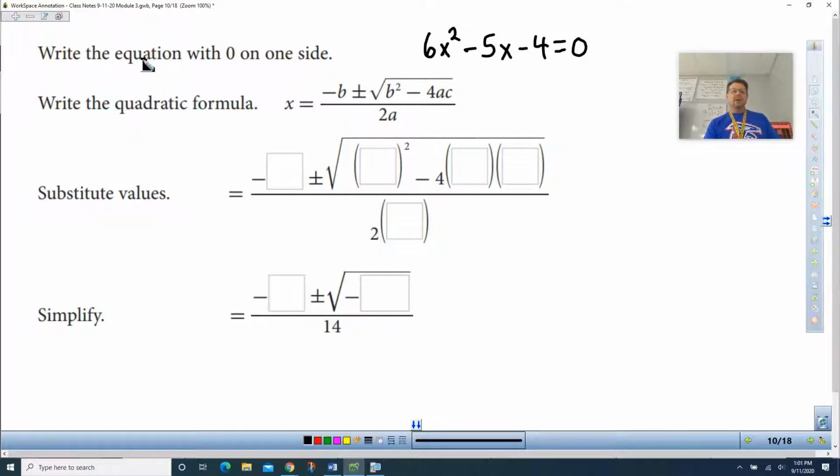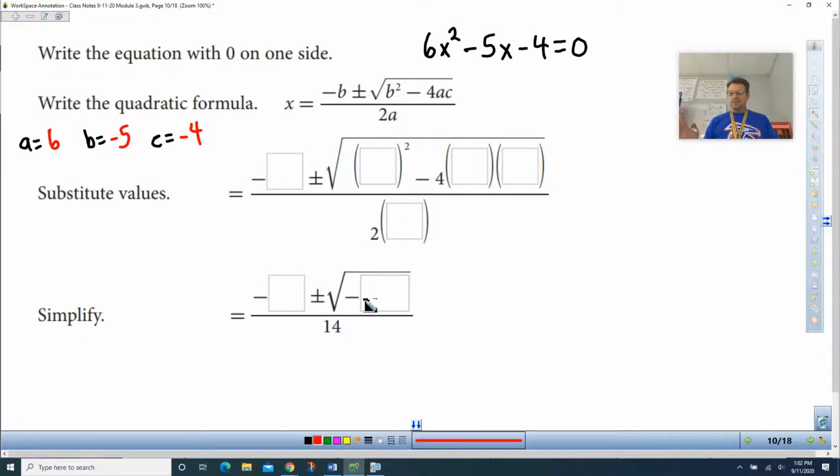The first thing it says is we have to write the equation with 0 on one side. This one's already got that under control. The next thing I ask my students to do is, since this is in standard form, actually write down A equals, B equals, C equals. I'm going to change colors and write this in. So what does A equal? 6. B equals negative 5. C equals negative 4.